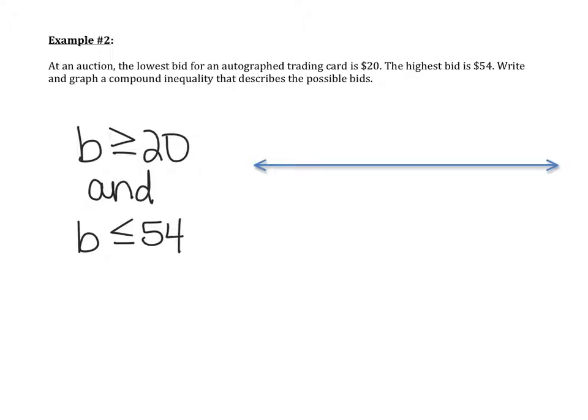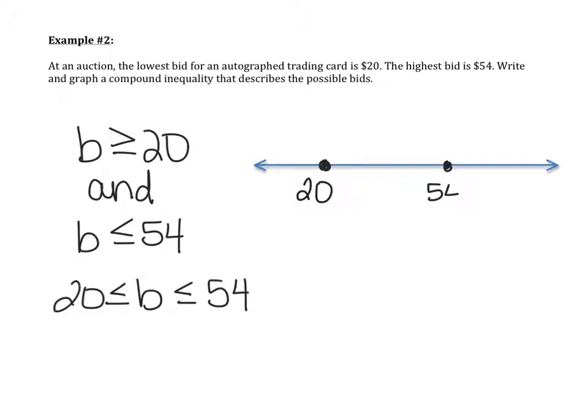So this is an and situation, so I'm going to write it as one compound inequality. Write your less than first, so B is less than or equal to 54. Flip the inequality sign around from your original greater than and put the 20 on the other side. And notice it should make sense because we said all bids are between 20 and 54. So the bids are between 20 and 54. And it actually really helps to see that written as one compound inequality because you just put 20 on the left, 54 on the right, shade in between.